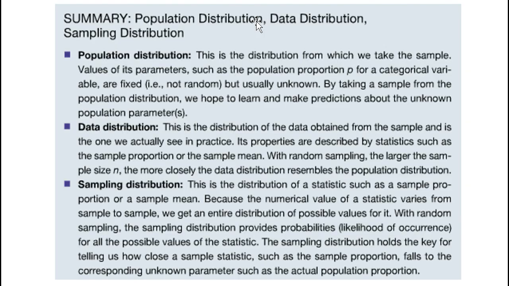So in summary, we could look at the population distribution, the data distribution, and the sampling distribution. Pause the video here and read about the 3 different types, and then also in your notes is a reference to what these look like visually.